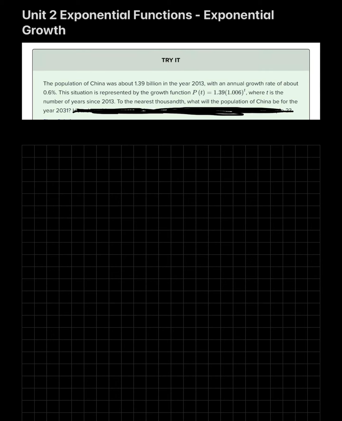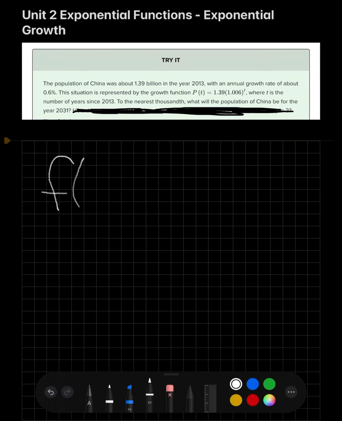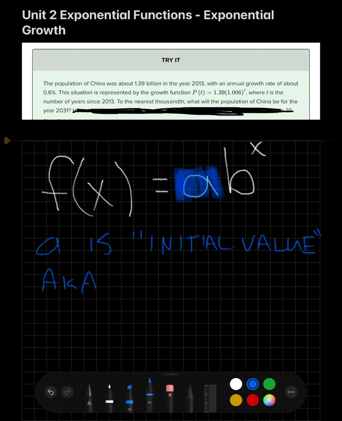So this is what an exponential growth function will look like. Let's say I have this function, f of x is equal to a b to the x power. And A here represents your starting population. A is usually called the initial value. You can think of this as the starting size, AKA the starting size of your population.